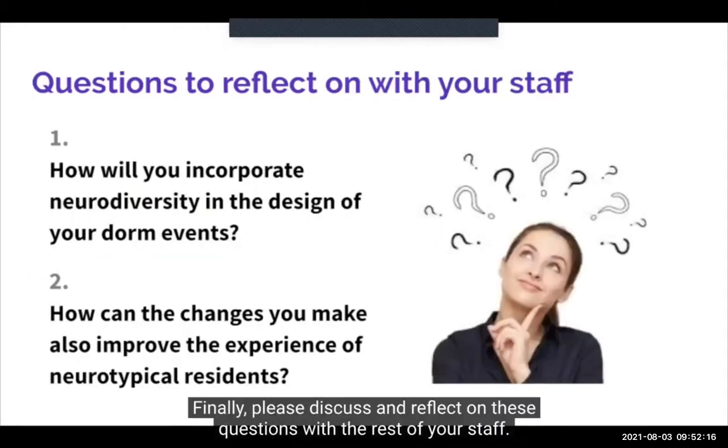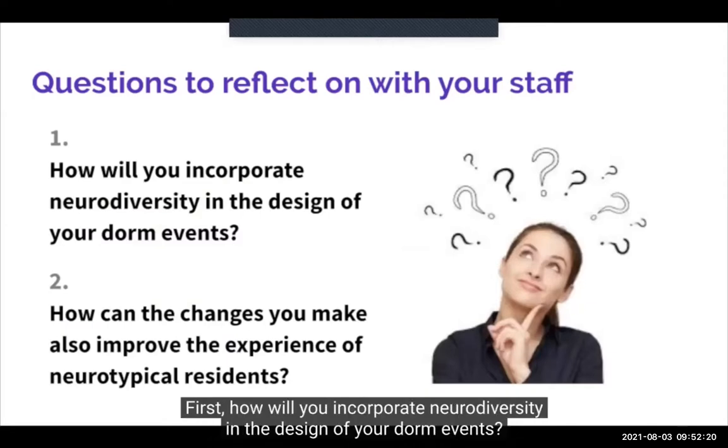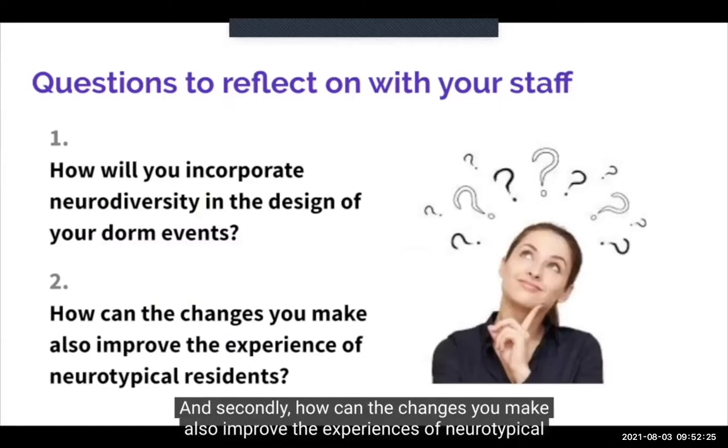Finally, please discuss and reflect on these questions with the rest of your staff. First, how will you incorporate neurodiversity in the design of your dorm events? And secondly, how can the changes you make also improve the experiences of neurotypical residents?